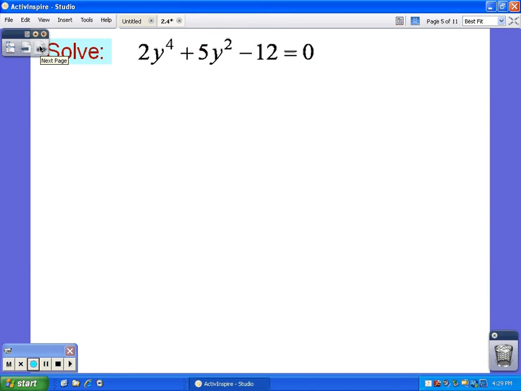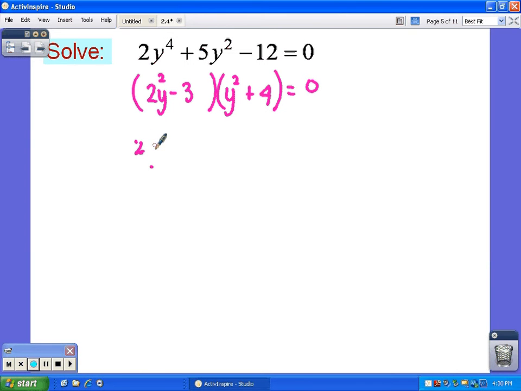2y to the 4th minus 5y squared minus 12 equals 0. Again, they've already set it equal to 0 for us, so we can factor it. This would factor as 2y squared minus 3 times y squared plus 4. Neither one of those would factor any further for us, but we can set them both equal to 0 and solve them because they are quadratic equations.